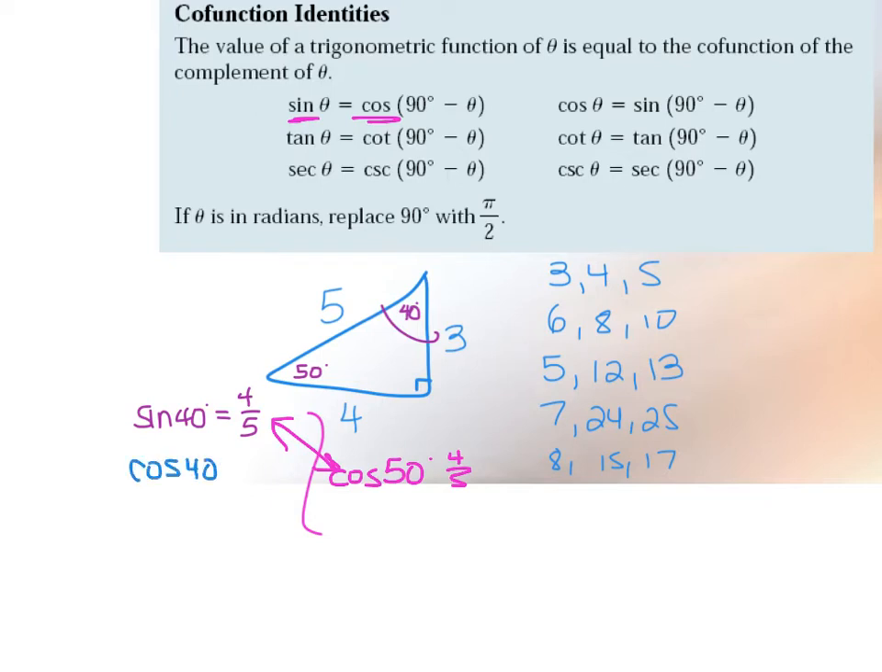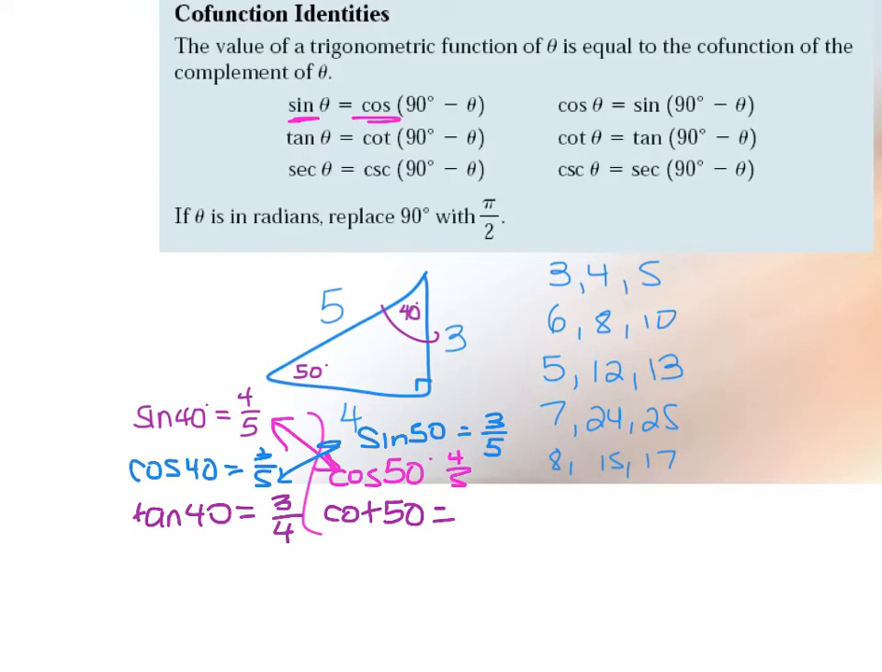Same is true the other way around. So the cosine of 40, which is 3/5, would equal the sine of 50, 3/5. And then tangent and cotangent are cofunctions because the tangent of 40, opposite over adjacent, would be 3/4. And the cotangent of 50 would be adjacent over opposite, which is 4/3.